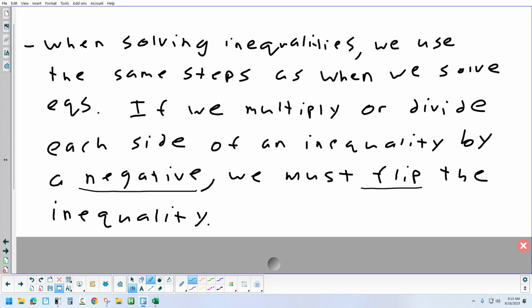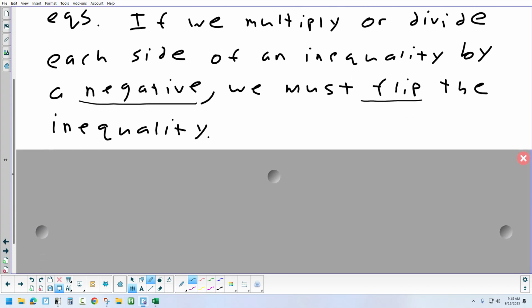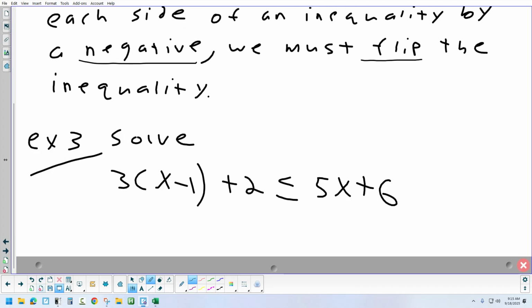Okay, so that's very, very important that we remember to do that. Not saying that comes up in every problem, just saying if it does, make sure you flip the sign. Okay, so let's see if we can solve this one.